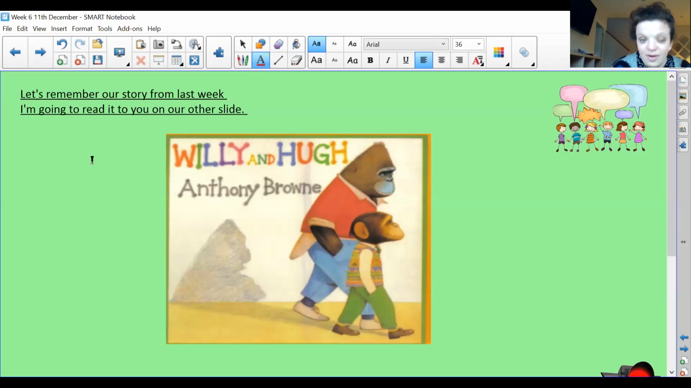Last week we were reading the story of Willie and Hugh by Anthony Browne, and it was a story all about friendship and all about how being different doesn't actually affect your friendship, and being different sometimes is really good in a friendship. So I'm going to stop sharing this now and I'm going to share with you the story. So snuggle up, sit down and listen to the story that I'm going to read to you now.